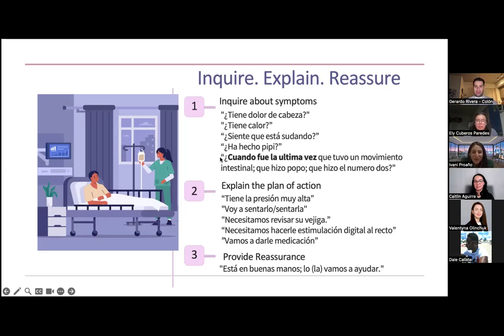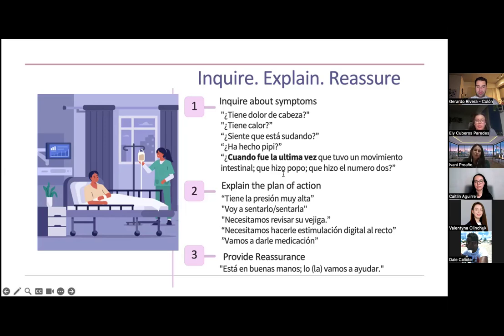Let's see, so then you want to explain the plan of action. You want to tell them what's going on. Tiene la presión muy alta, so your blood pressure is very high. I'm going to sit you up, so lo voy a sentar, voy a sentarlo, o voy a sentarla if it's female. And we need to check your bladder. Necesitamos revisar su vejiga. And we need to do digital stimulation. Necesitamos hacerle estimulación digital del recto. And we need to give you some medication. Vamos a darle medicación.